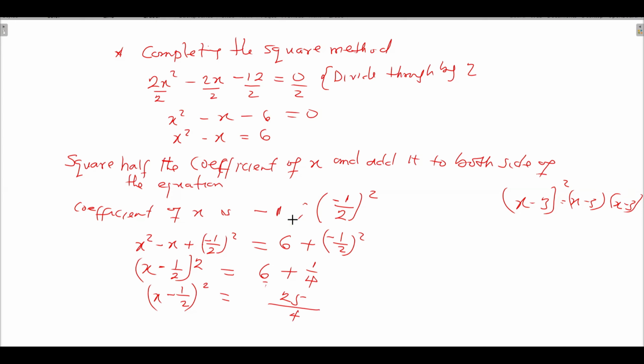So that means I have x minus 1 over 2 all squared equals 25 over 4.